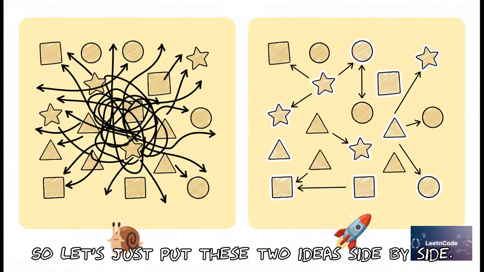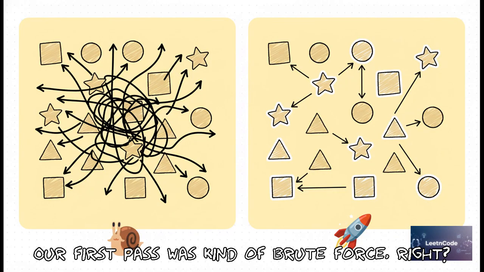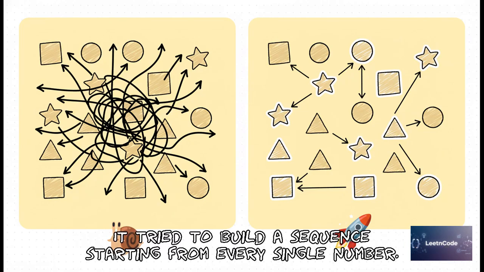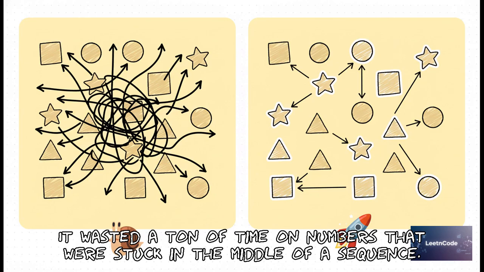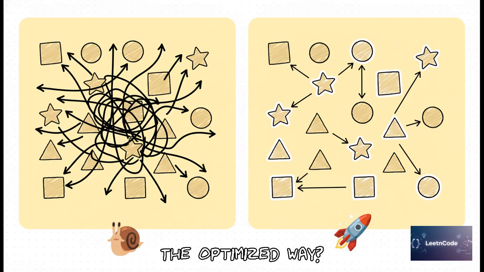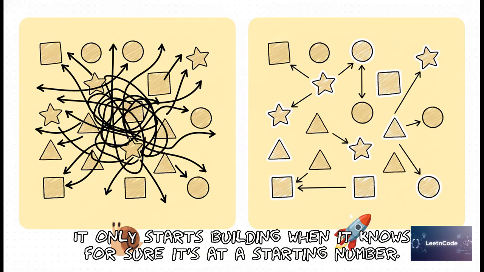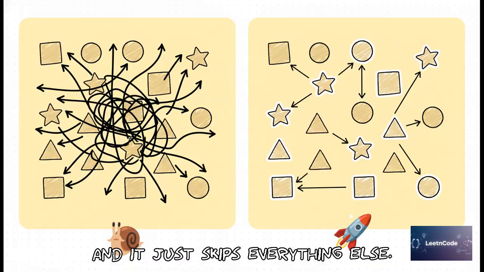So let's just put these two ideas side by side. Our first pass was kind of brute force, right? It tried to build a sequence starting from every single number. It wasted a ton of time on numbers that were stuck in the middle of a sequence. The optimized way is way more surgical. It only starts building when it knows for sure it's at a starting number, and it just skips everything else.